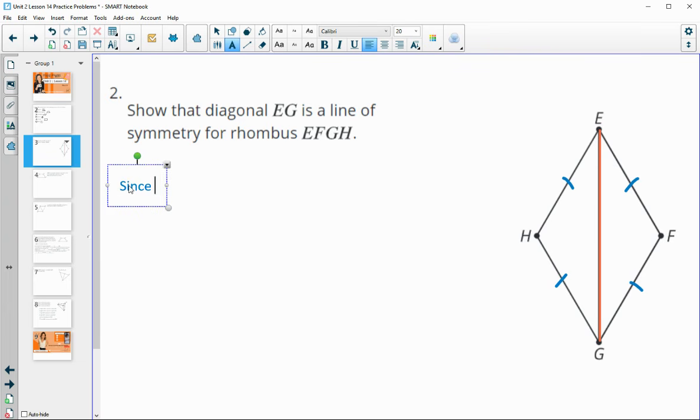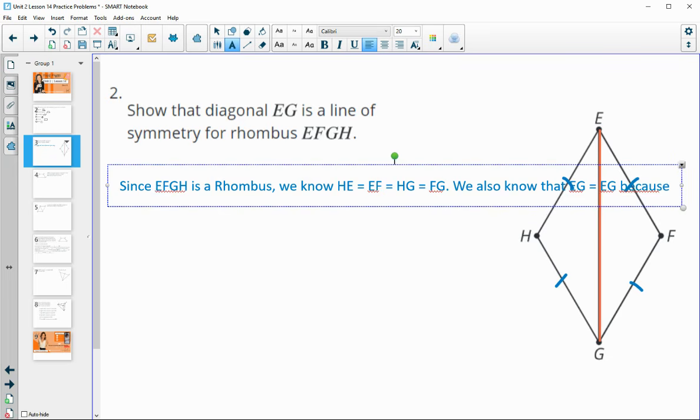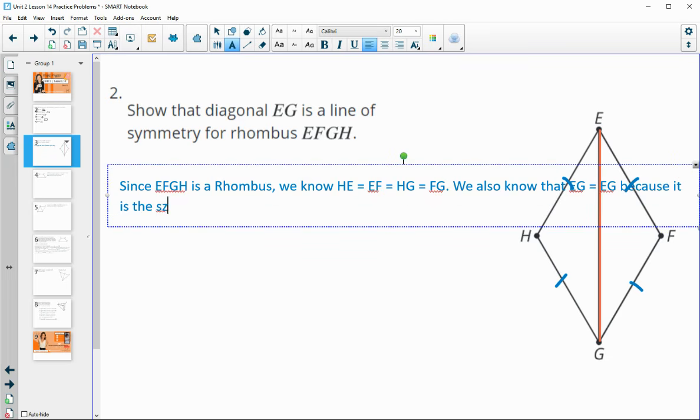So since EFGH is a rhombus, we know HE is equal to EF is equal to HG is equal to FG. Then they share that orange segment in the middle. So we also know that EG is equal to EG because it is the same segment in both triangles.